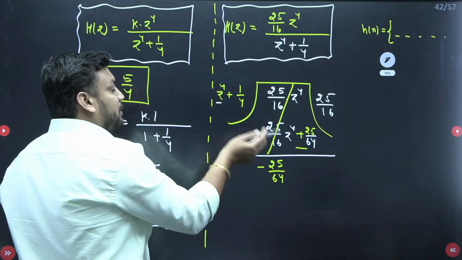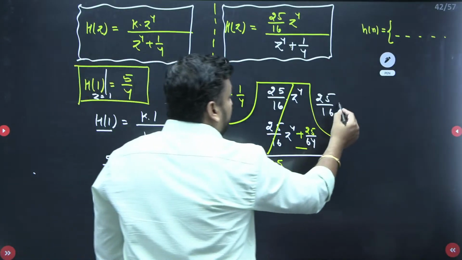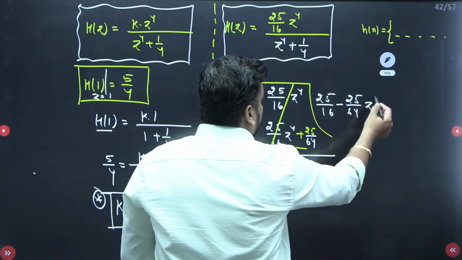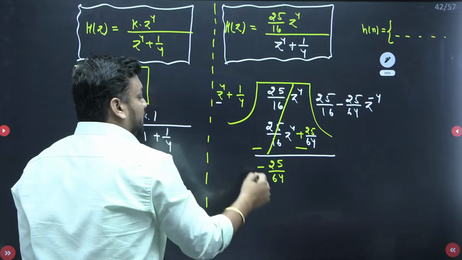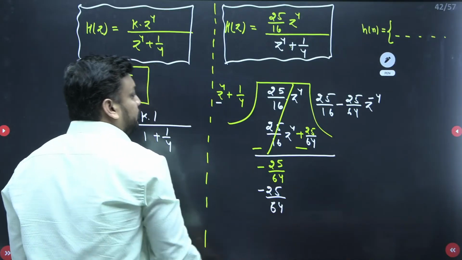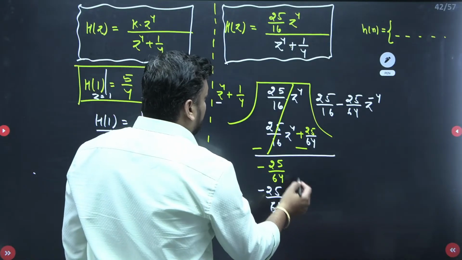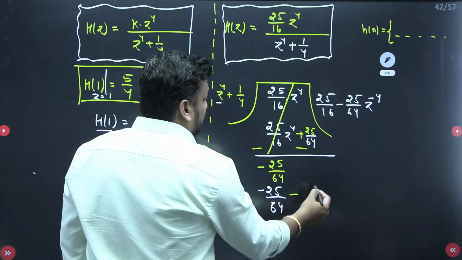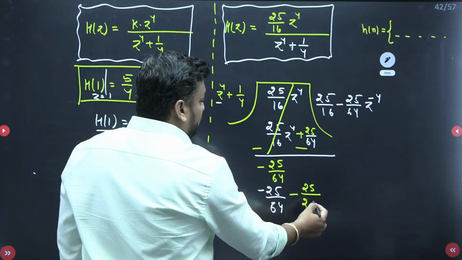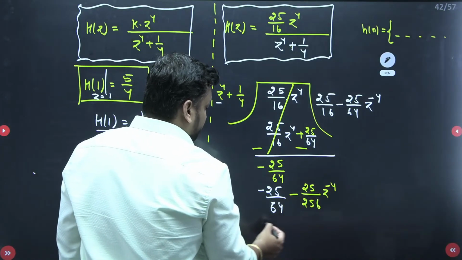So we should multiply with z to the power minus 4 so that it will compensate z to the power 4, and the magnitude will be minus 25 upon 64 z to the power minus 4. If I multiply with this, I will eventually get minus 25 upon 64, and z to the power minus 4, z to the power plus 4 will cancel out, and again I will get minus 25 upon 64 into 4 is nothing but 256, and I will get here z to the power minus 4.